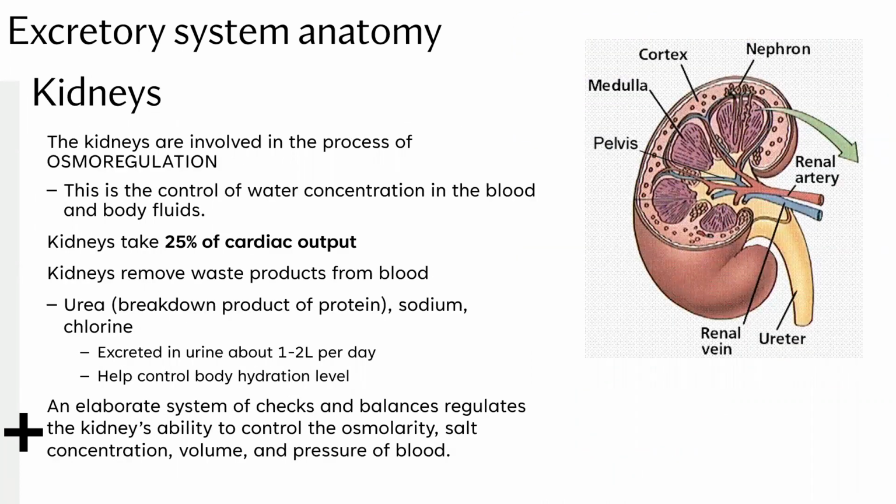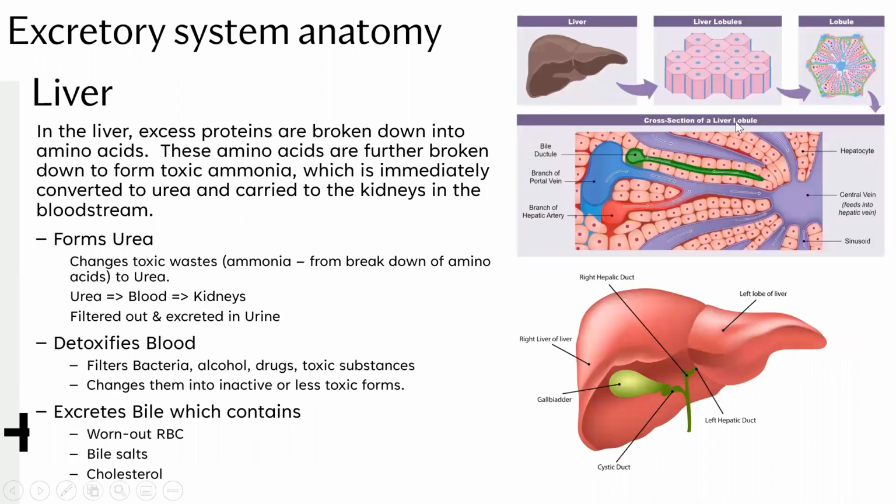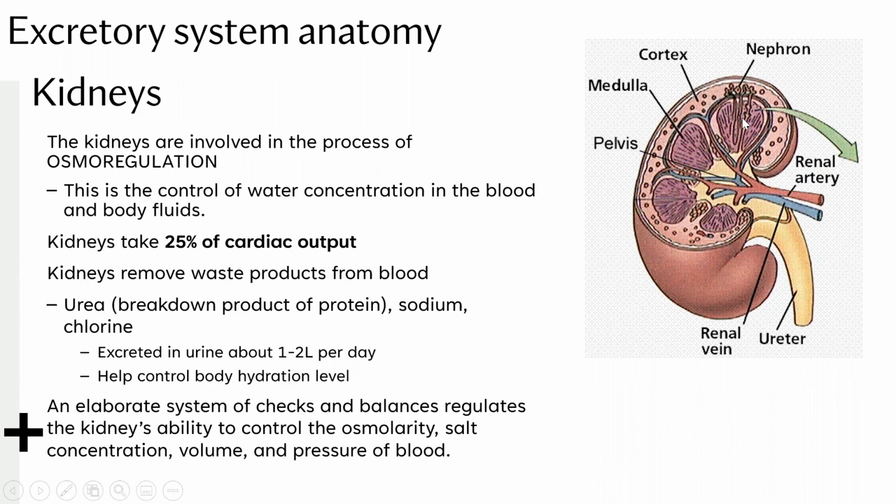And finally, we have our kidneys, and our kidneys also have a very similar structure. Now, this time, instead of having the alveoli, or in this case the bile ducts, you have the nephrons here. And the nephrons are the units that exchange molecules and ions with blood. What they do is a process called osmoregulation, which is the control of water concentration in the bodily fluids. It's interesting to know that the kidneys actually use a lot of energy. They use about 25% of the cardiac output.